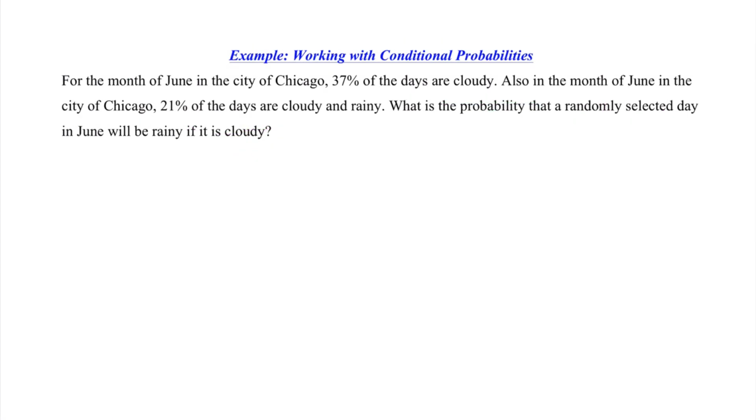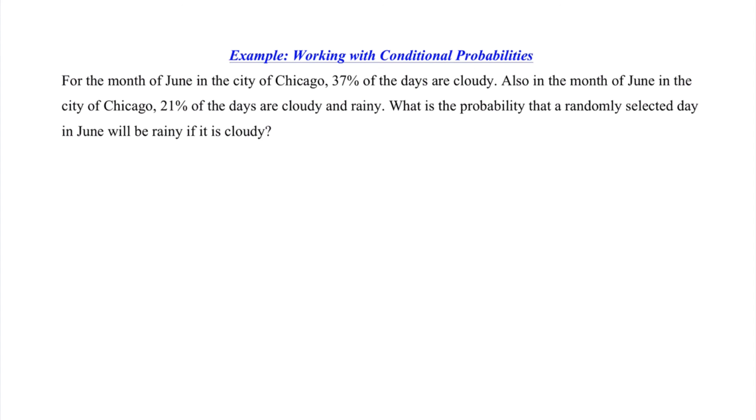Continuing on to our next example then. We're told for the month of June in the city of Chicago, 37% of days are cloudy. Also in the month of June in Chicago, 21% of the days are cloudy and rainy. We're not sure what they're asking yet until we hit this sentence. What is the probability that a randomly selected day in June will be rainy if it is cloudy?